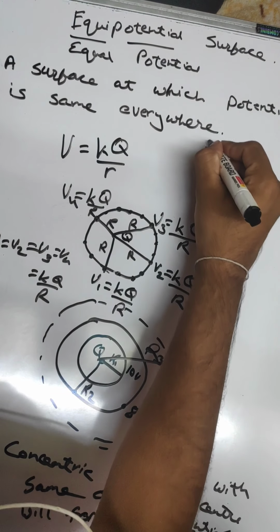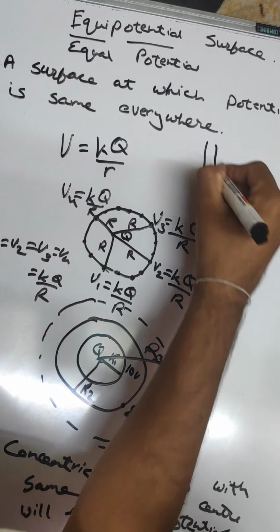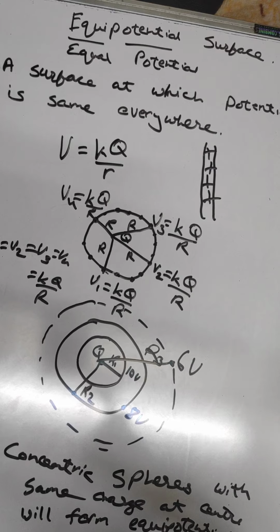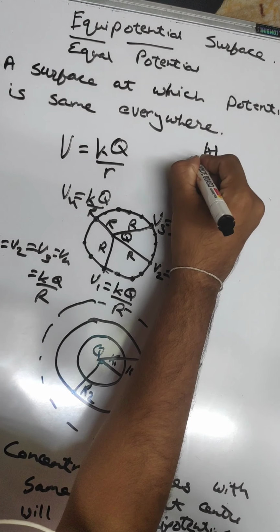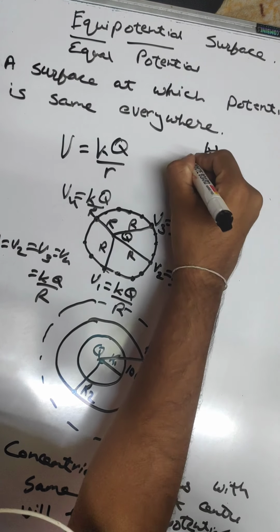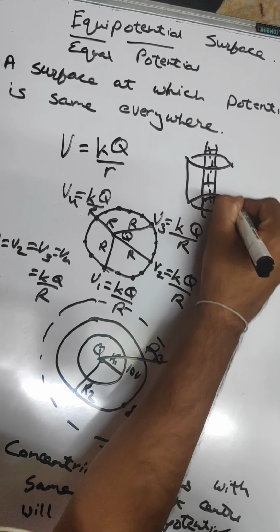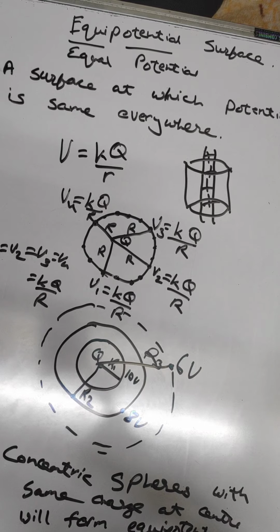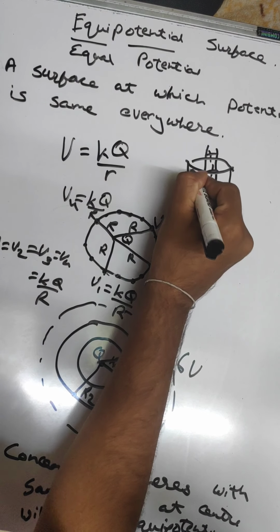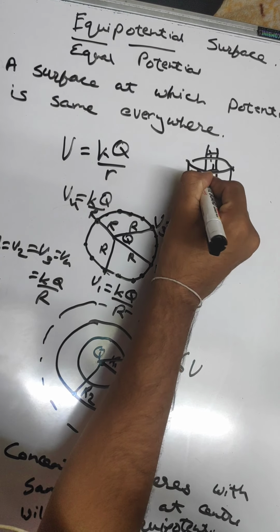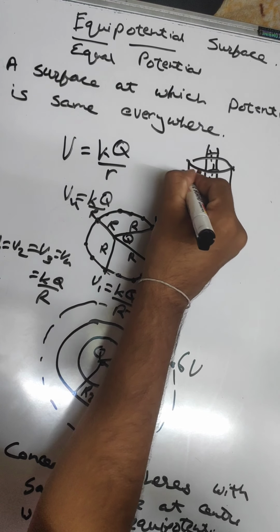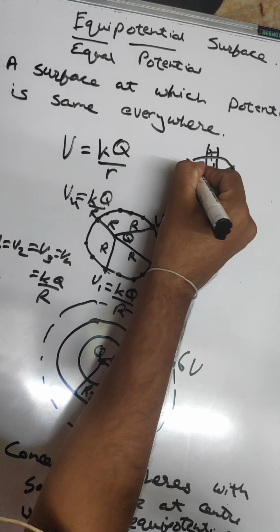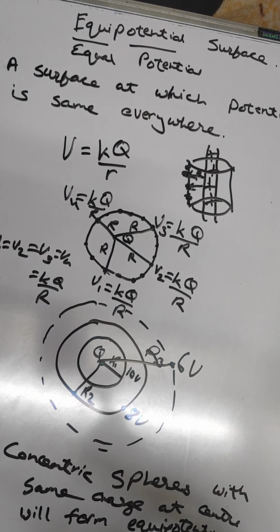Suppose we have a line charge. Now, we have a cylinder over here. Here also you can find an equipotential surface, in this manner. Here it will always be radius r, so the potential at this point will be equal to the potential at this point. So similarly, in the whole of this line, all the potential will be equal.